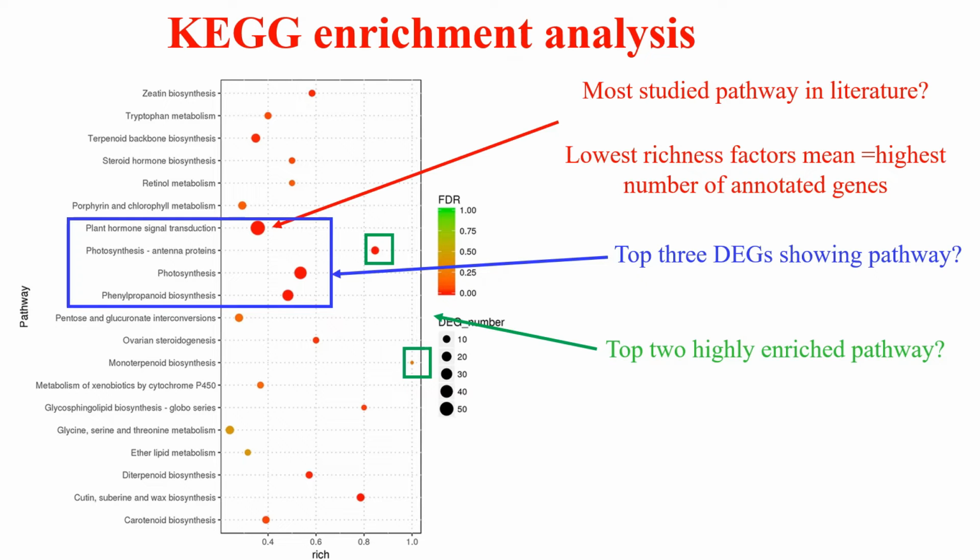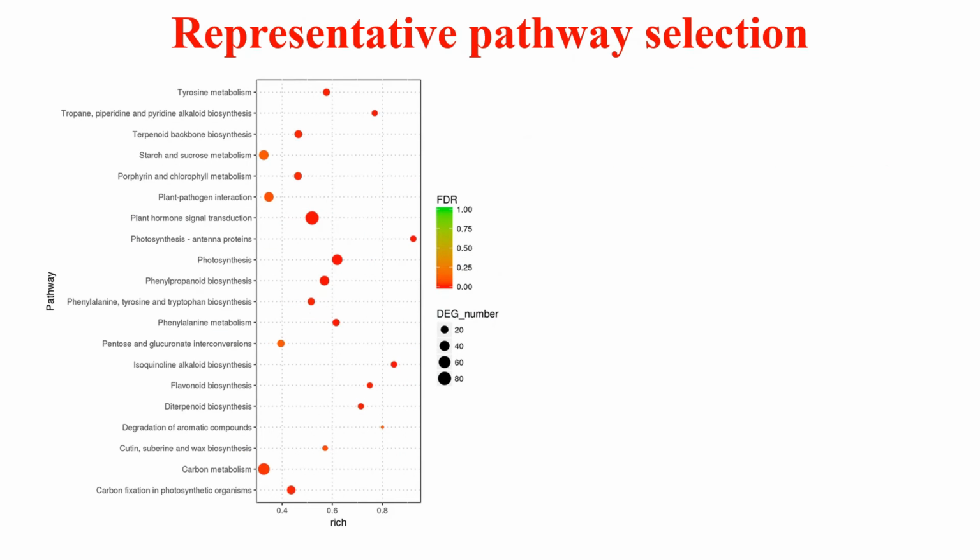So far we have understood how to interpret the richness factor, its size and the p-value. Now let's move on to how to select our representative pathway in the KEGG pathway analysis. You can try to focus on this bubble chart and find your representative pathway selection. Here I will tell you the different attributes we should keep an eye on while selecting our representative pathway. So what do you think, which is our representative pathway?